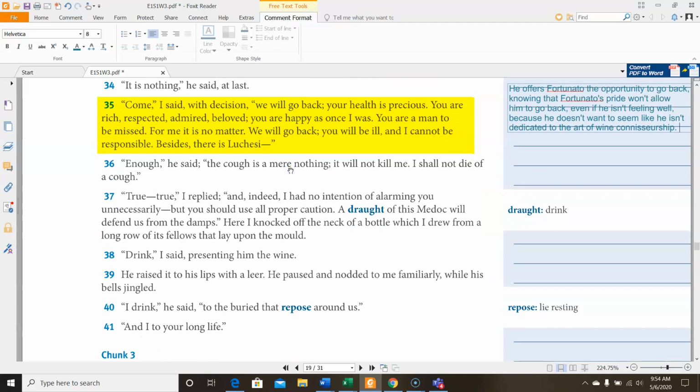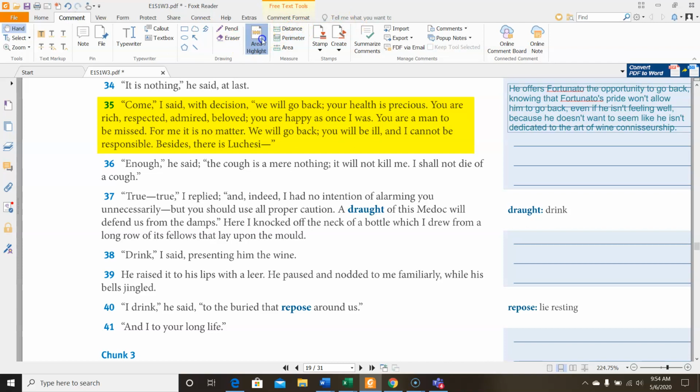"Enough," he said. "The cough is mere nothing. It will not kill me. I shall not die of a cough." "True, true," I replied. And there we have irony too, because he says, I will not die of a cough, and Montresor, the narrator, replies, true, true, meaning he knows that Fortunato is not going to die of a cough, which is kind of funny.